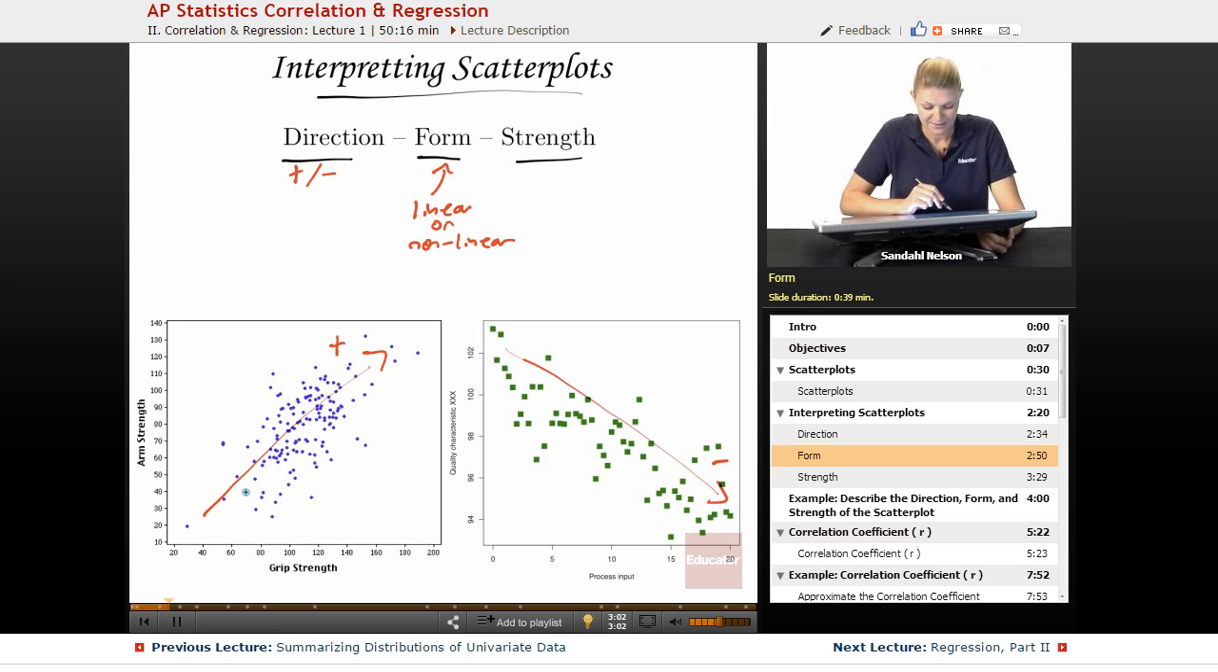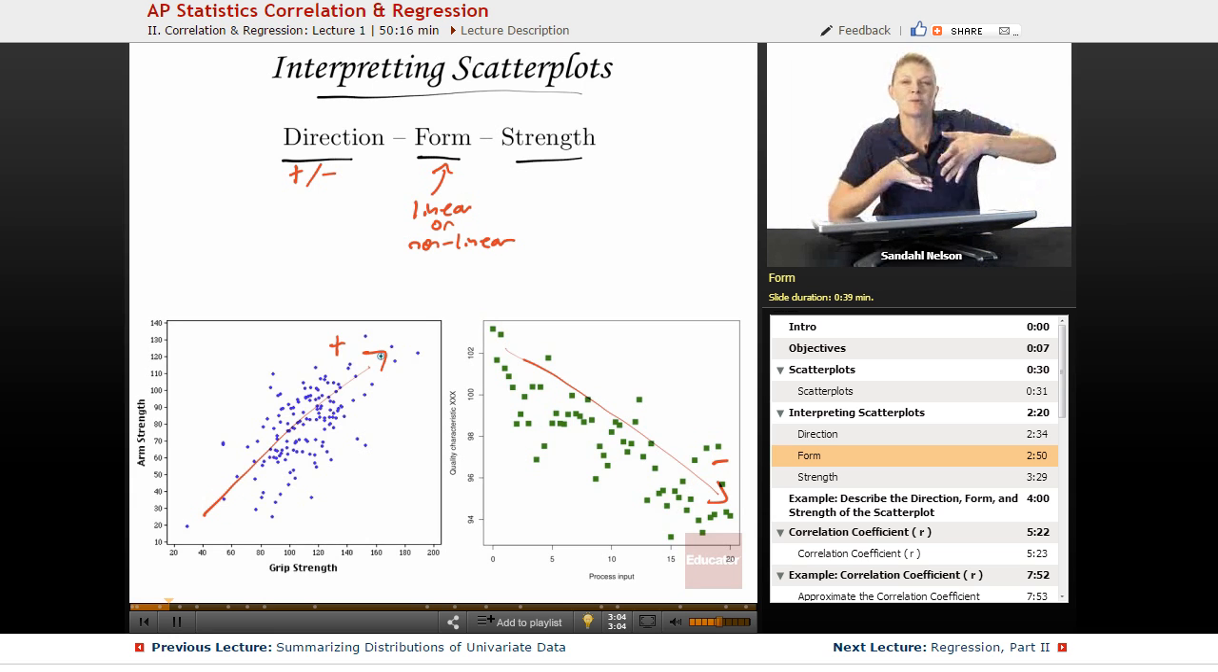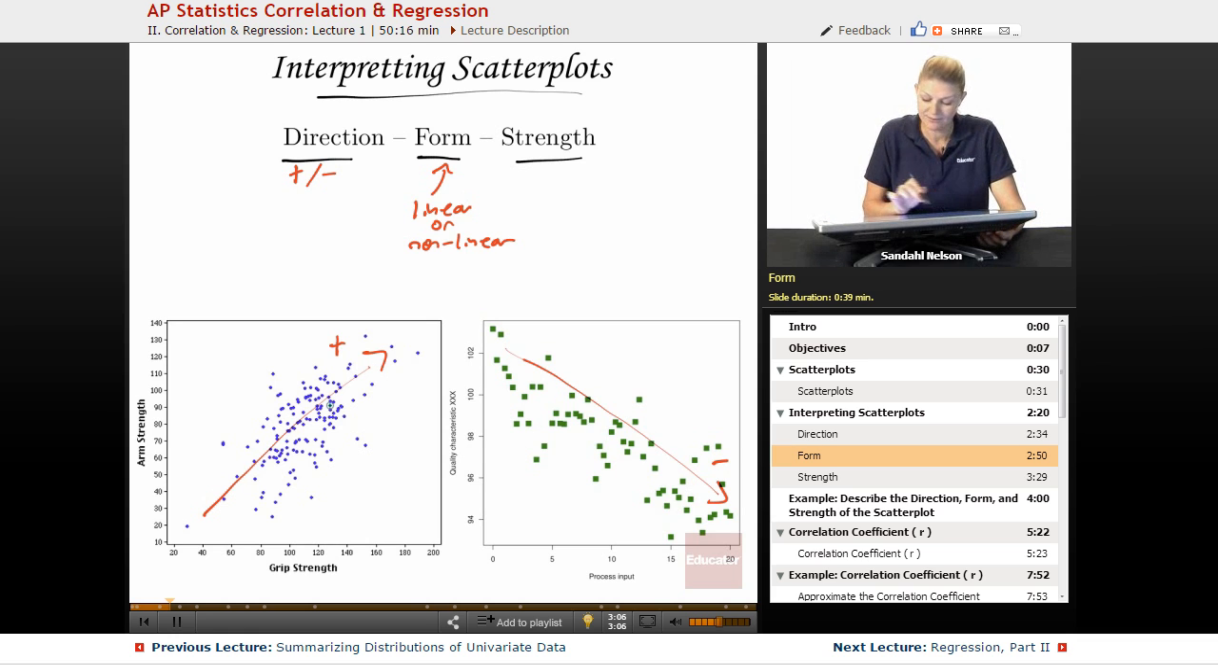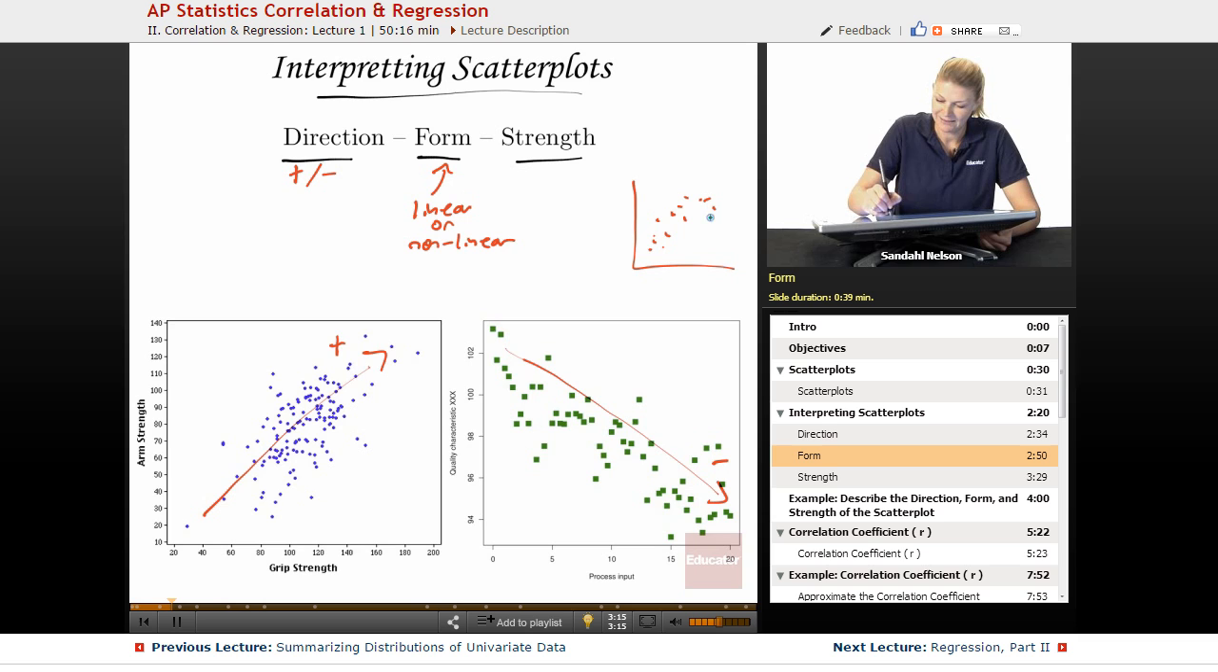Linear just means that all the dots are following a pretty much straight line. So in this case, both of these have a linear form. An example of a scatter plot that doesn't have a linear form would look something like this, where maybe it went up and then it went back down again. That's an extreme example, but in both of these cases, you have linear forms. And for AP statistics, most of what you see will be linear.